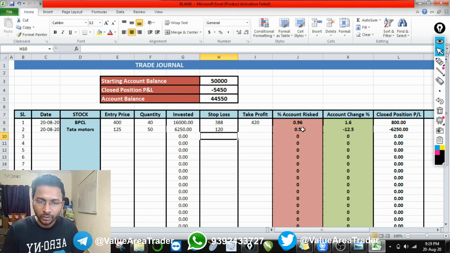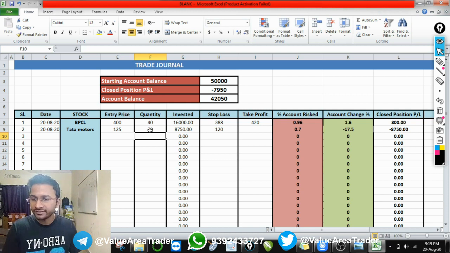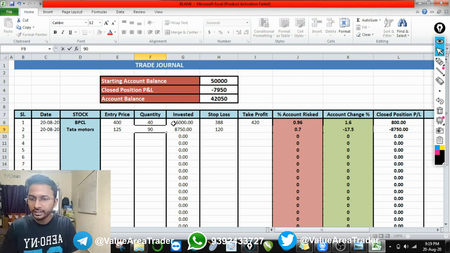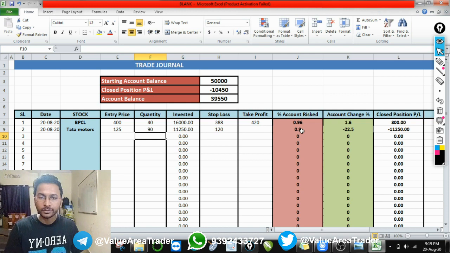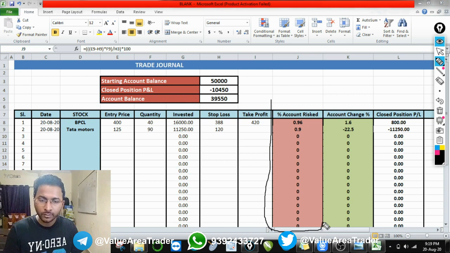Okay, so my account risk is still 0.5%. That means I can increase my quantity. I'll increase it to 70. Okay, only 0.7. I'll put it to 90, 0.9%. So it is okay. It is favorable for me because my account risk is less than 1%. I think this is the most important column of my whole journal, which I always keep track of so that I can understand, okay, this is inside my risk zone.